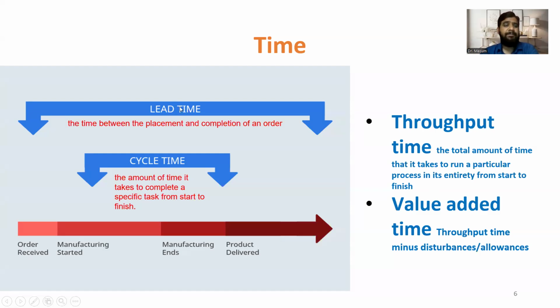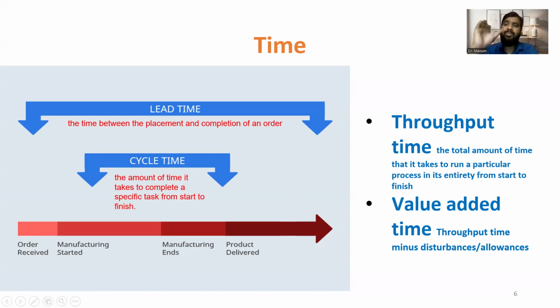So what is time? What is lead time? Lead time means the time in between order receipt and product delivery. So when you are receiving an order, after receiving the order, if it takes 90 days to deliver the product to the customer, the 90 days is known as lead time. The time between the placement and completion of an order. Completion here means delivery of the product.